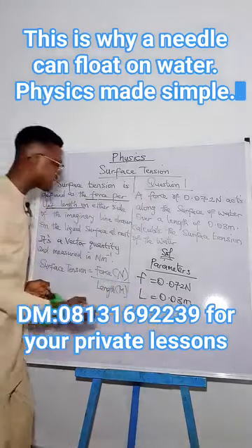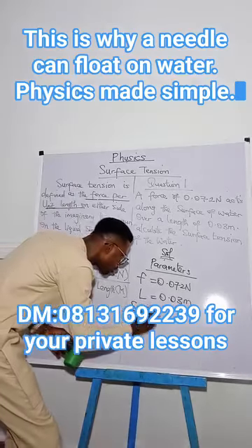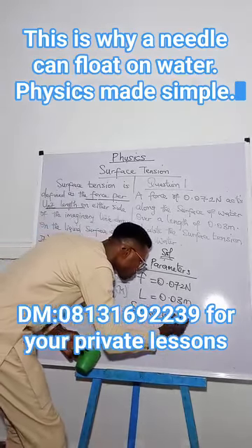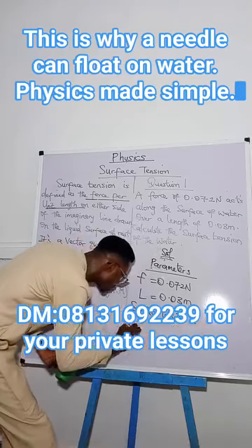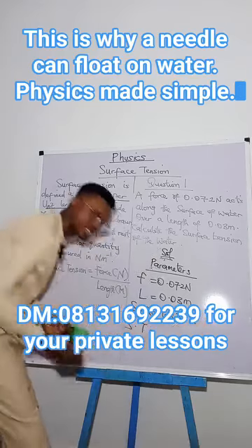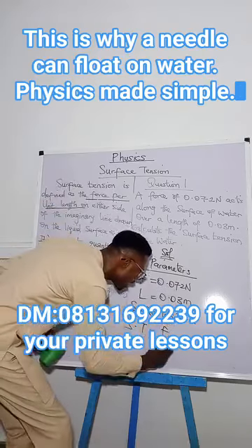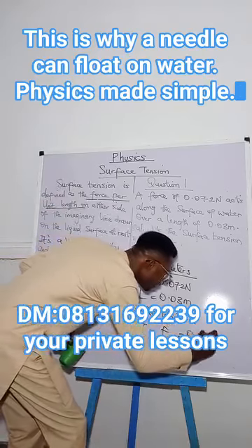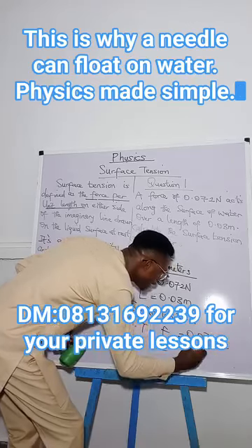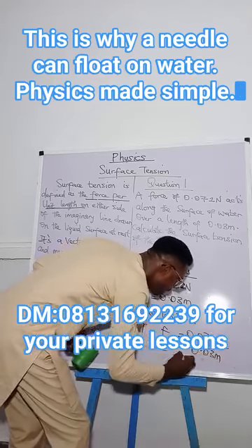Now calculate the surface tension. Surface tension is what I don't know, so it is the unknown. But I know that surface tension, ST for short, is equal to force over length, F over L. What is my F? 0.072 Newton. What is my length? 0.03 meter.